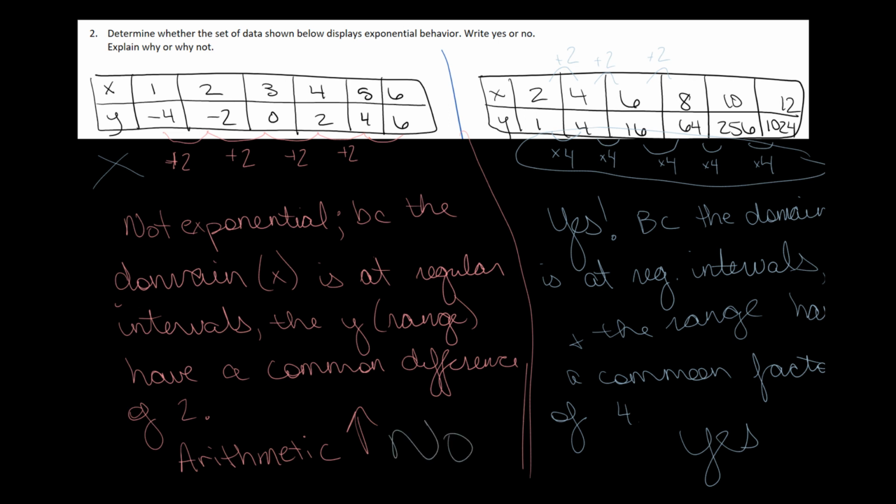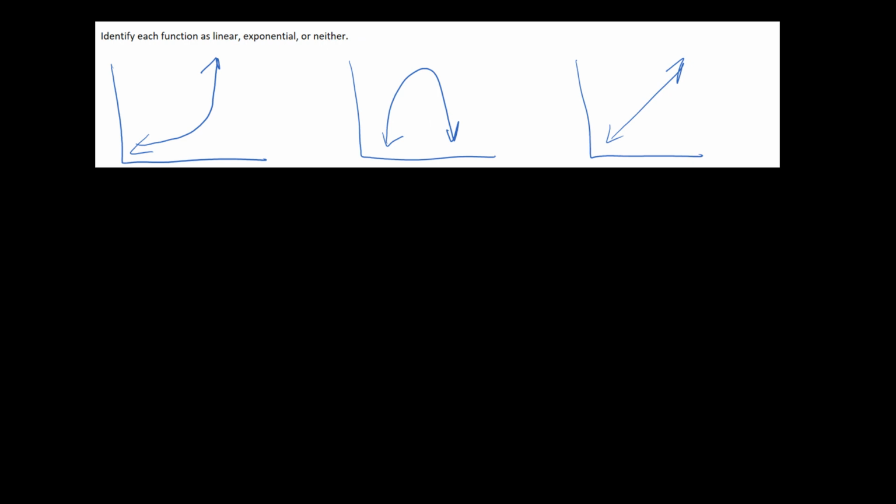Okay, that's it. In the last problem of exponential functions, all we have to do is identify each function as either linear, exponential, or neither. Okay, so this first one, it is an exponential function, because we are starting out slowly and then we're gradually getting faster and faster, or steeper and steeper up. Okay, this is neither. It's not linear, it's not exponential.